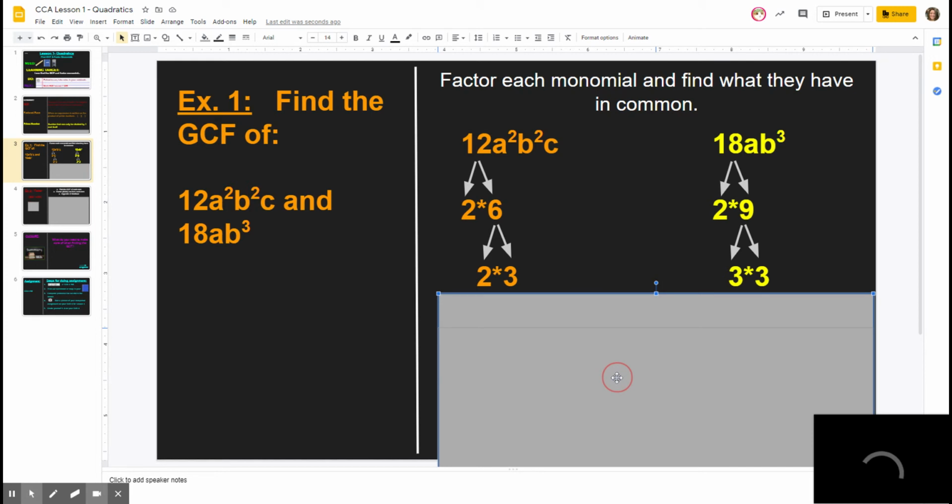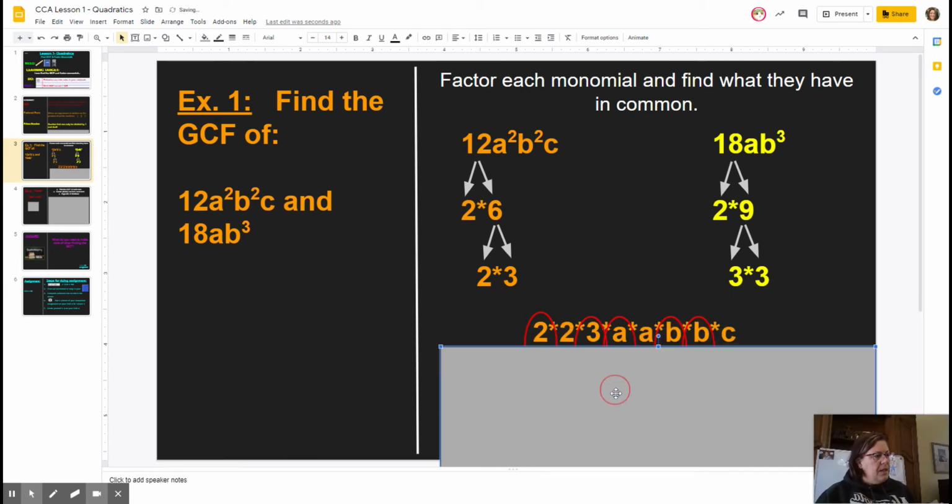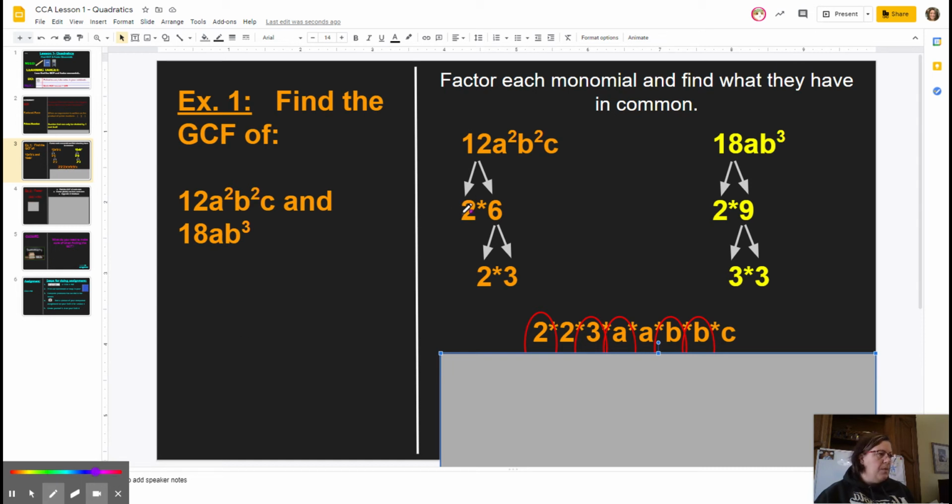And so then what we're going to do is take each term and we're going to write it all out. This is called prime factorization. Ignore the ovals, the red ovals, for just a moment. So 12a squared b squared c breaks down to 2 times 2 times 3. And here's where it comes from. Here's your first 2. There's your second 2. And then there's your 3.